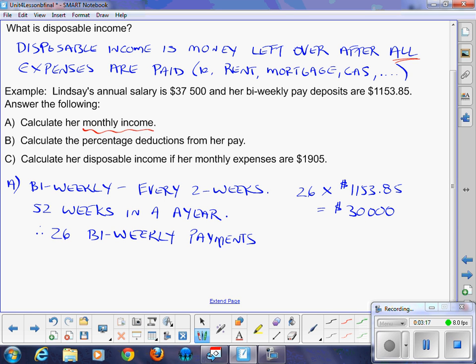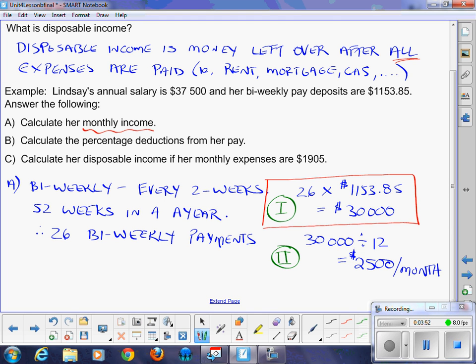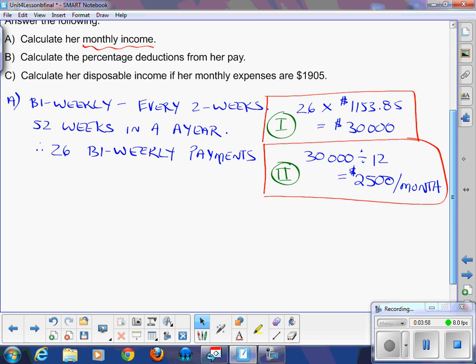Now I want to know what her monthly income is. This is how you calculate your monthly income when you're being paid biweekly. You take the 30,000, which is how much she is bringing home each year, and we divide it by 12. So 30,000 divided by 12, and we end up with $2,500 a month. So there's step one, congratulations, and here is step number 2. Those are the 2 steps that you need to do with biweekly payments in order to figure out your monthly income. That's the answer to question A.